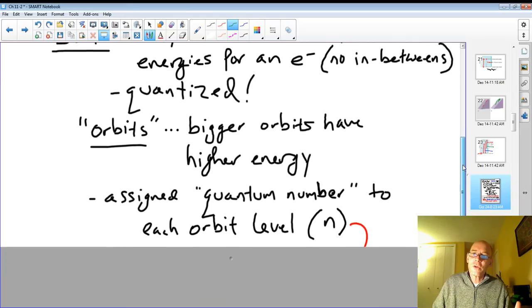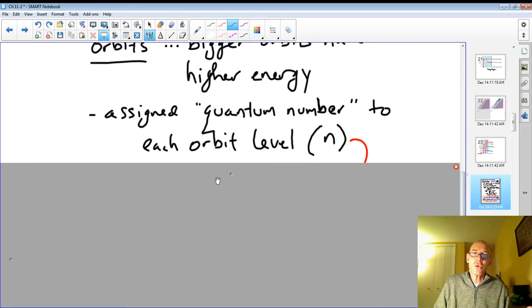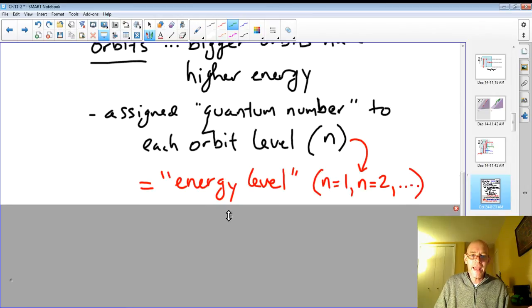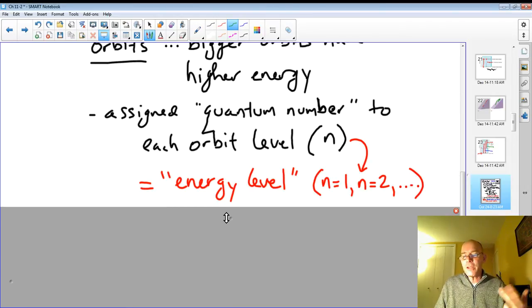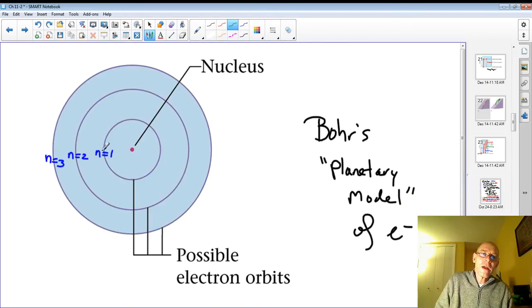And he assigned what's called a quantum number to each orbit. And he gave that quantum number a symbol, n, and called them n equals 1, n equals 2. These are the things called energy levels. So the innermost level, n equals 1, is the lowest energy level. N equals 2, n equals 3. These are called quantum numbers. First quantum number, second quantum number, etc. Okay?